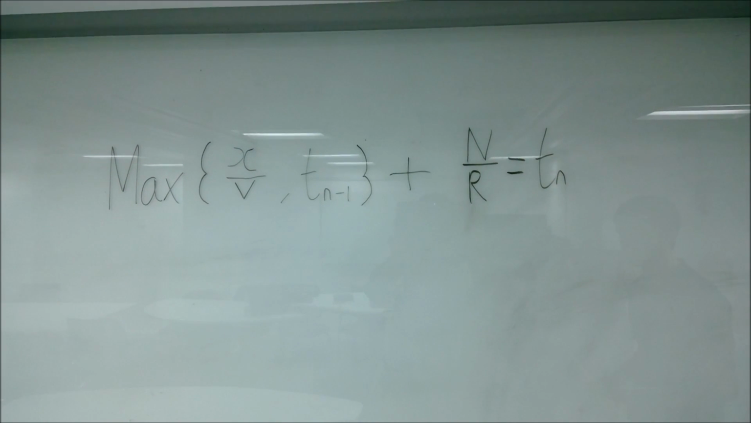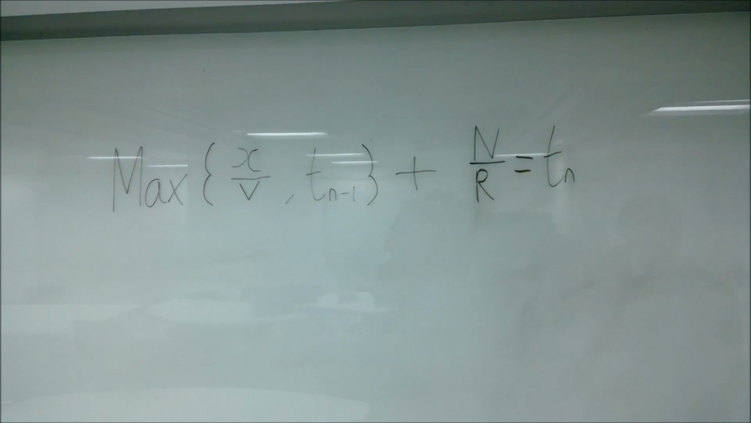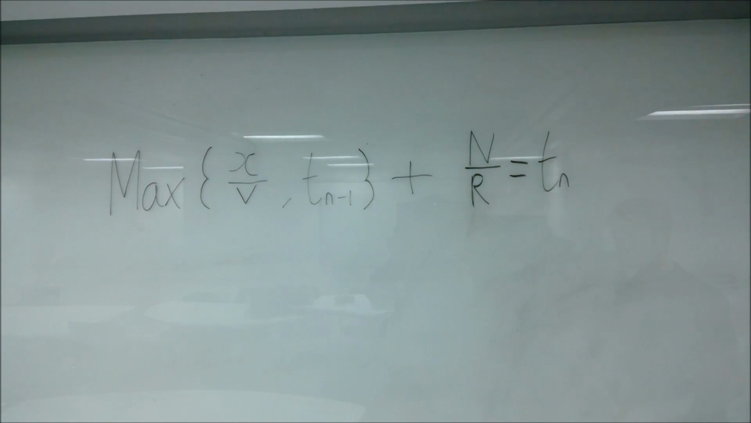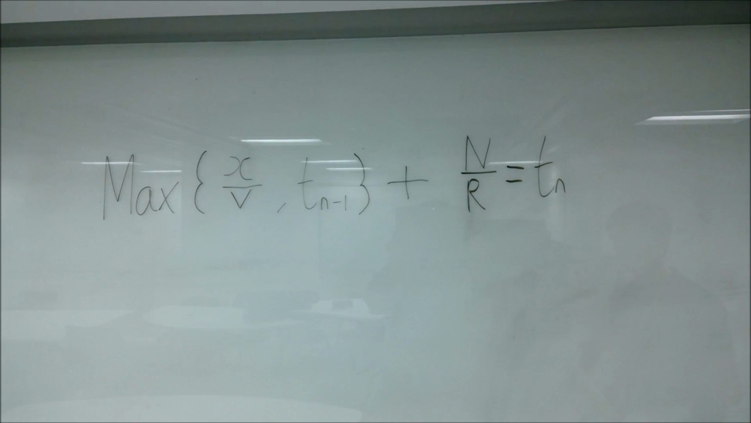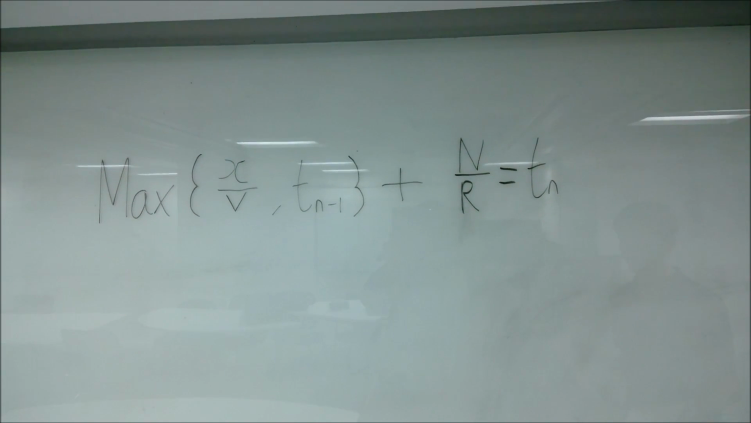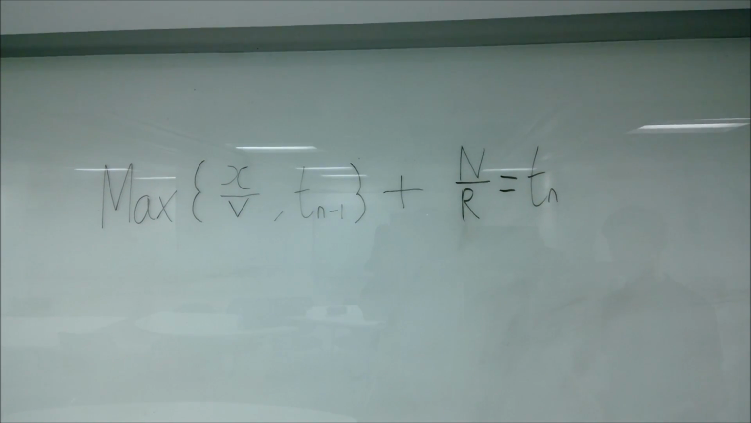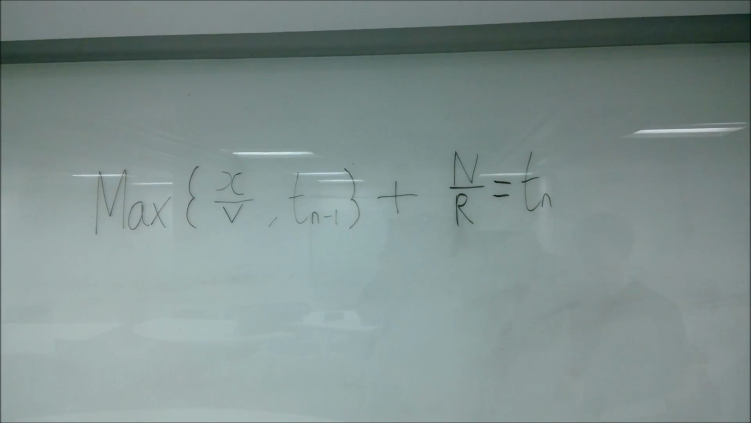The equation we're using to calculate the time it takes to leave the building is the maximum of x over v, which is distance over the speed that people are walking, and the time for the previous group to have left. And then from that we add on the number of people divided by the rate at which they're leaving to get the time for that group to leave.